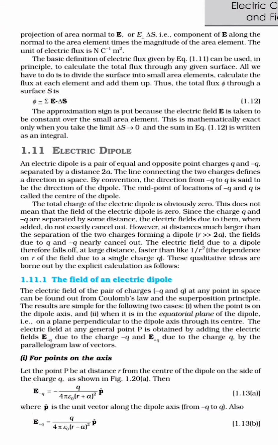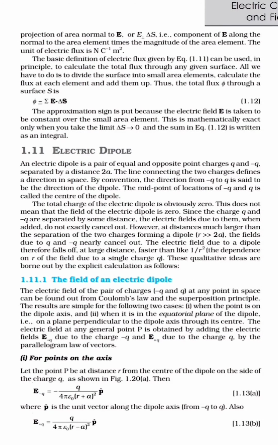The electric field at any point P is obtained by adding the electric fields of the negative charge and positive charge by the parallelogram law of vectors. First, for the points on the axis. Let P be a point at a distance r from the center of the dipole and on the side of the charge q, as shown in figure 1.2a.